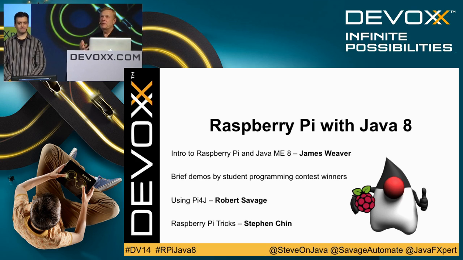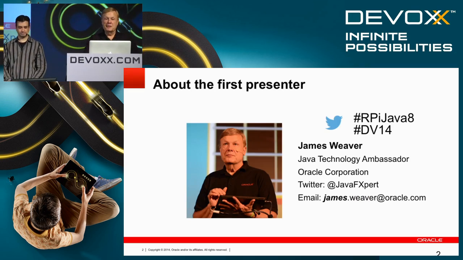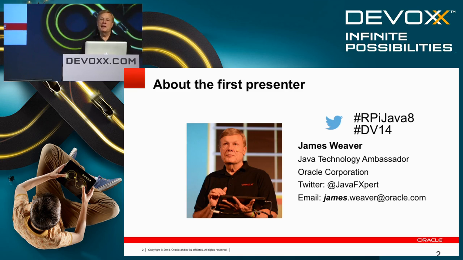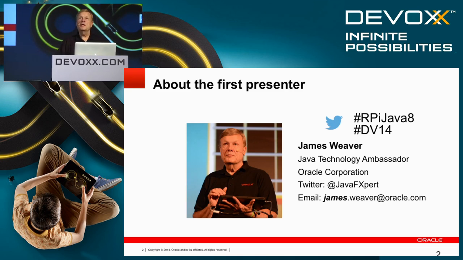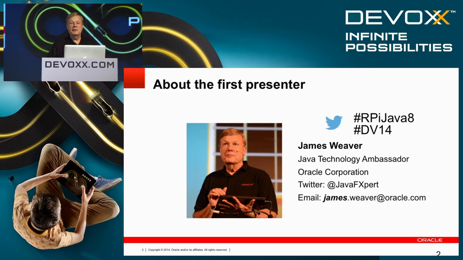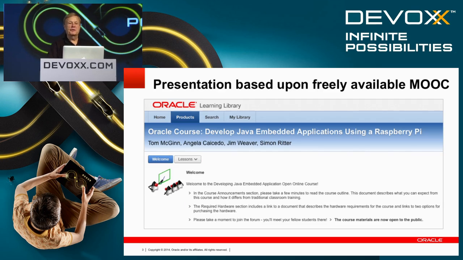So we've got a packed 3 hours. Somewhere in there, we're going to give you a 10-minute break. Robert is going to excuse you for a 10-minute break sometime during the middle of his presentation when he thinks it's appropriate. So, my name's James Weaver. I'm a Java Technology Ambassador for Oracle. If you want to get a hold of me, it's james.weaver@oracle.com, and my Twitter handle is JavaFXpert.